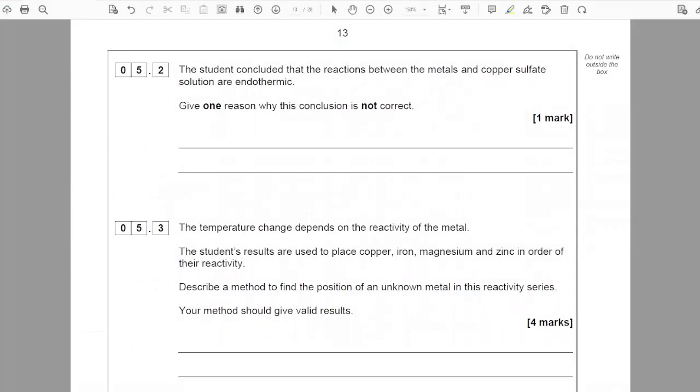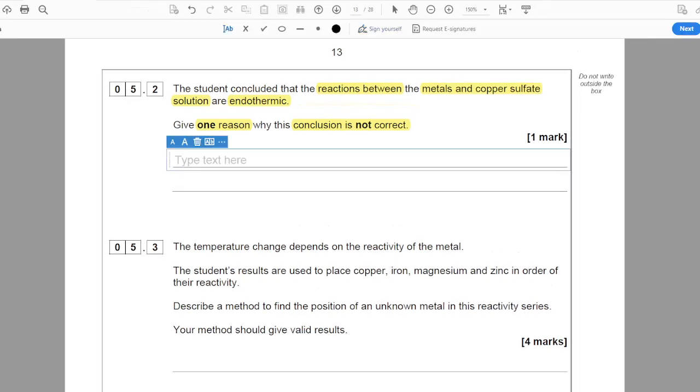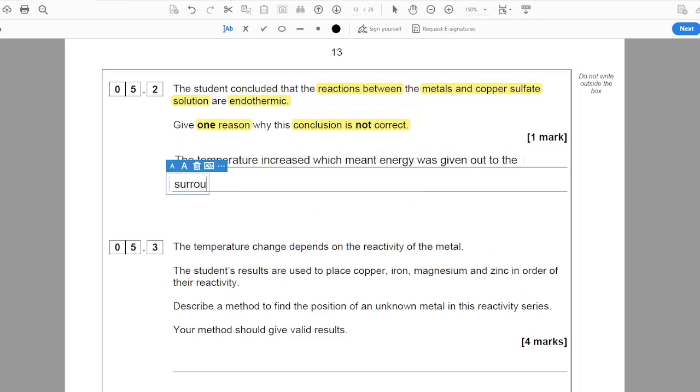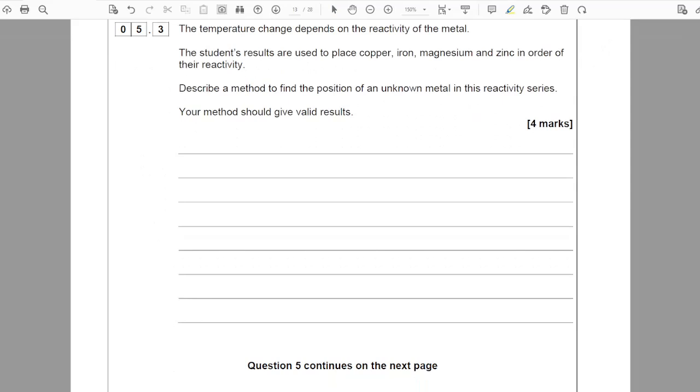5.2. The student concluded that the reactions between the metals and the copper sulfate solutions are endothermic. Give one reason why this conclusion is not correct. An endothermic reaction is where temperature from the surrounding decreases and energy goes from the surrounding to the actual reaction. And we can see here that temperature actually increases, and this means that energy is given off to the surroundings. Therefore, this reaction is exothermic.